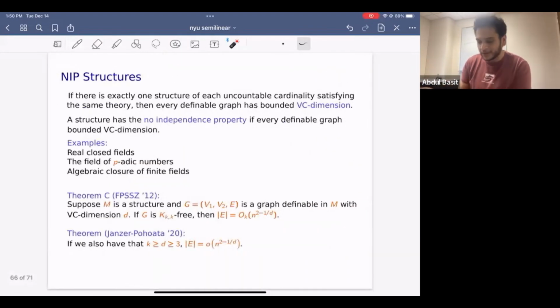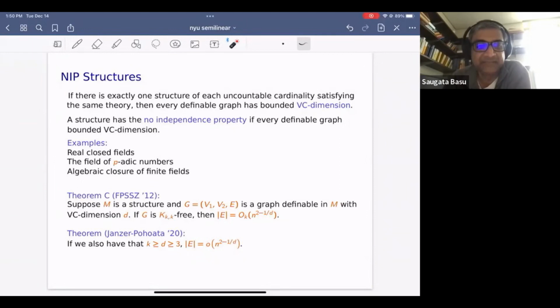Another theorem from this Fox, Pach, Sheffer, Suk, Zhao paper that I keep mentioning is that if I have a graph that has bounded VC dimension, and it's K_{k,k}-free, then the number of edges in this graph depends only on the VC dimension. In some sense, I think of that as saying that if you have a graph defined in an NIP structure, it's a simple graph in some sense.